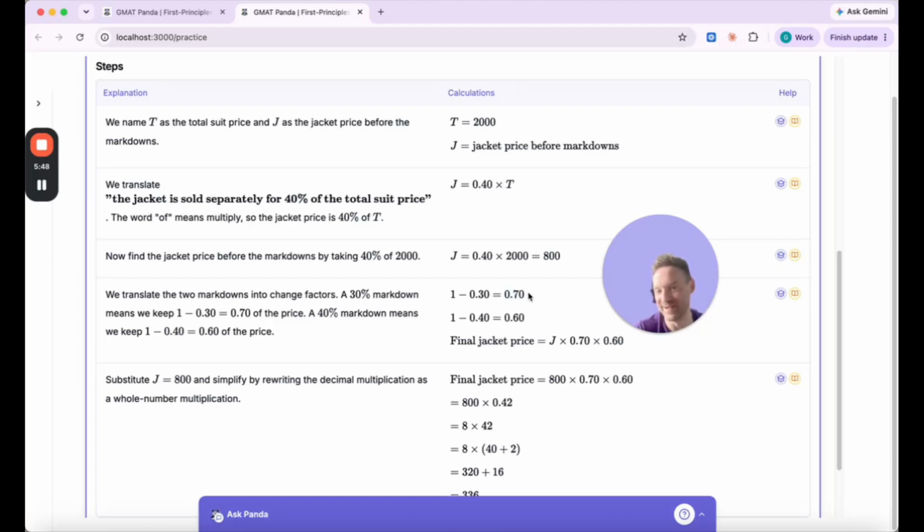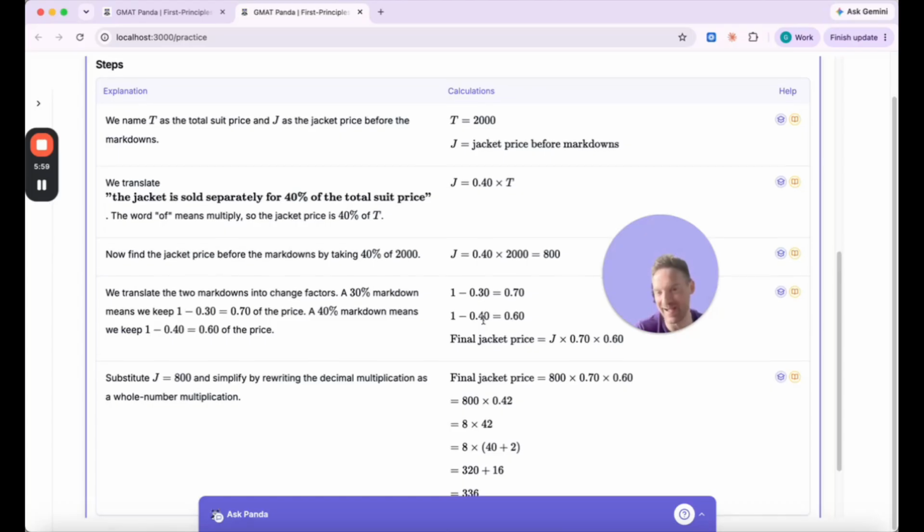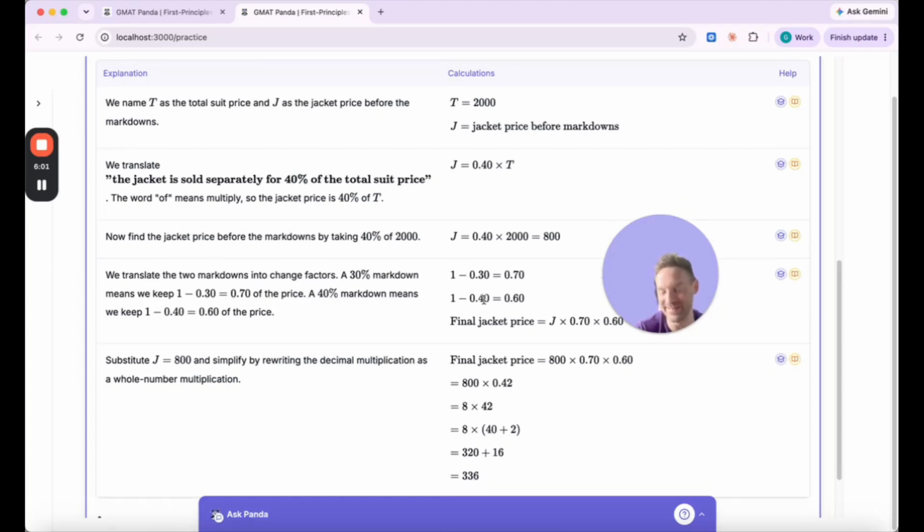And what we end up doing here is we're doing that twice. So one for the 30%, which is like multiplying by 70%. And then the second one is subtracting 40%, which is like taking 60% of the initial amount. So what we end up doing is we take the $800, and then we take 70% of that and then 60% of that.